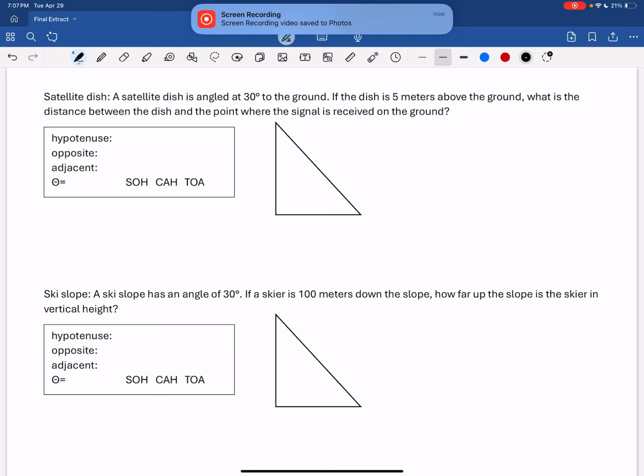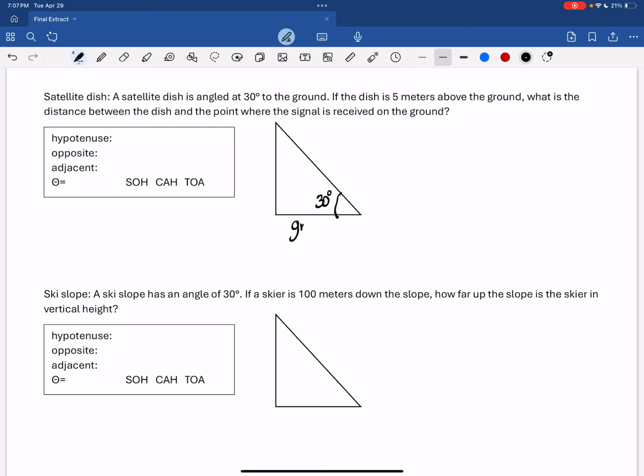Page 92. A satellite dish is angled at 30 degrees to the ground. If the dish is 5 meters above the ground, what is the distance between the dish and the point where the signal is received on the ground? So we're looking for that distance. So I'm going to call that D for distance. Opposite is 5 and theta is 30.